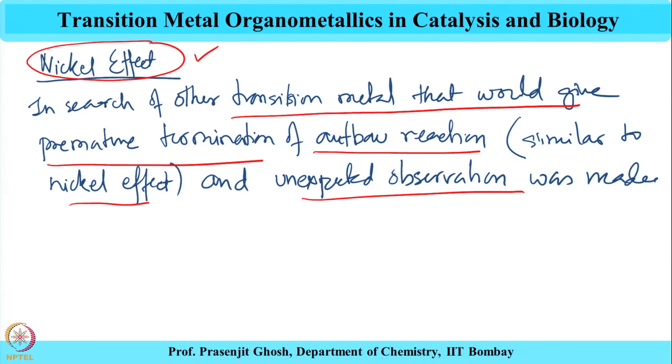Similarly, two errors in the process of discovery led to exactly what they had wanted in the initial stages: to make long chain polymers, and that was indeed the case. But that had to be found by first the nickel effect and then another unexpected observation, which led to the Ziegler-Natta polymerization. So, let us see this unexpected polymer.